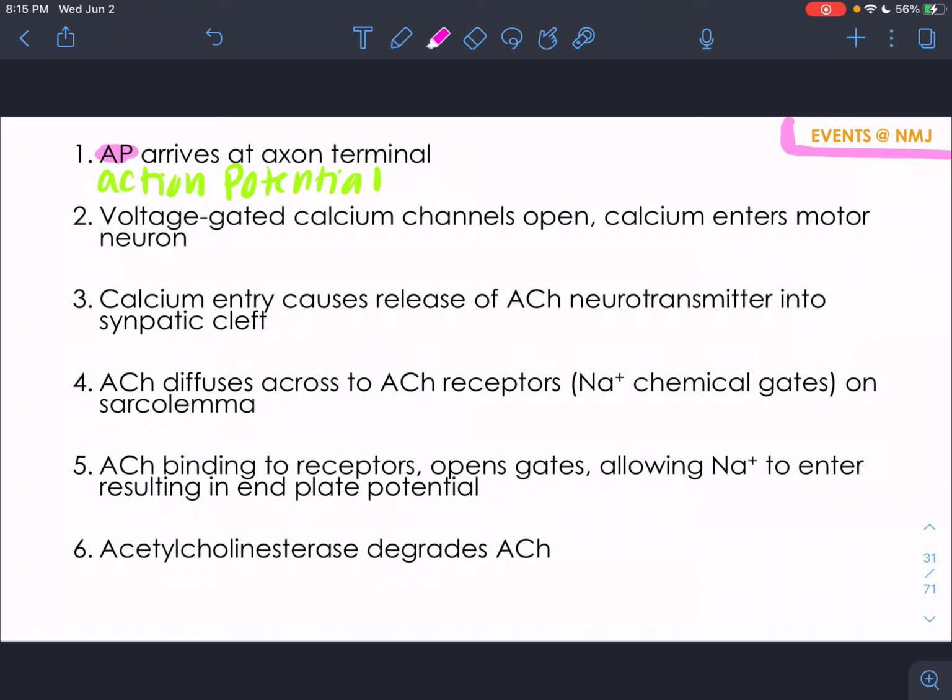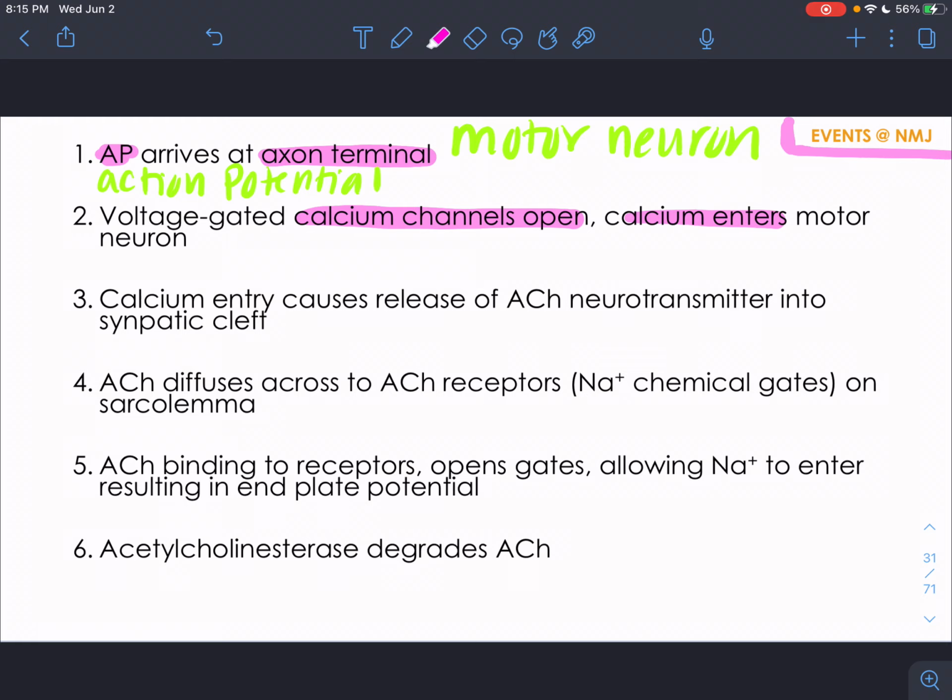Remember, the action potential is the signal coming down from your central nervous system, down the axon of your motor neuron, and it reaches the axon terminal, which is that little bulge at the end of the motor neuron. Once the action potential reaches the axon terminal, voltage-gated calcium channels open. Calcium is going to enter the motor neuron.